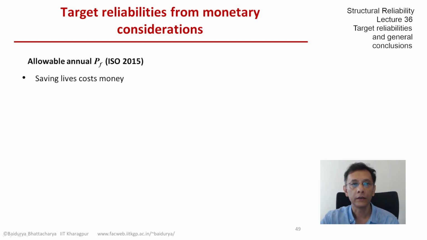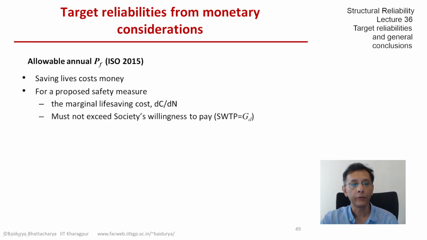The first realization is that saving lives is not free, and a proposed measure to save one additional life would only be acceptable if the marginal life-saving cost, that is, the cost incurred to save an additional life, is less than or equal to society's willingness to pay for that additional life saved. Only then could such a safety measure be adopted.